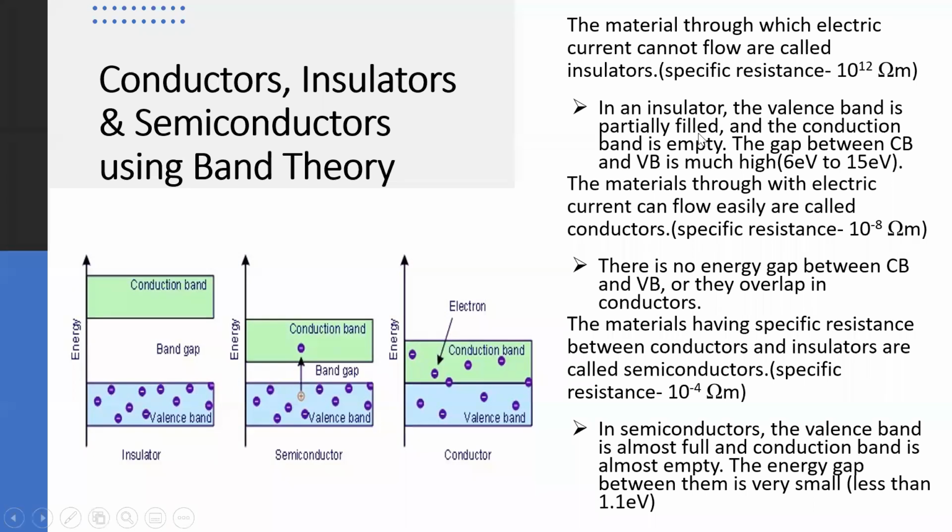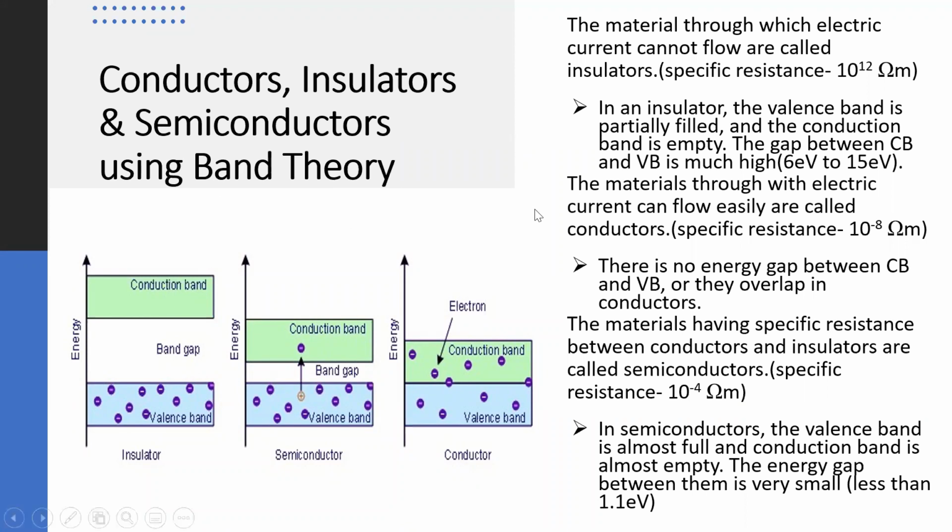Now, in an insulator, what you have is a valence band which is partially filled, and the conduction band is completely empty. Why is the conduction band completely empty in insulators? Because there are no free electrons, no electrons available for conduction. So the conduction band is completely empty.